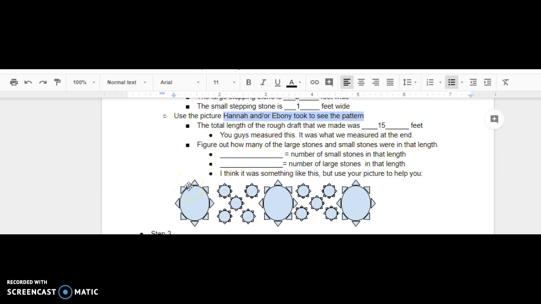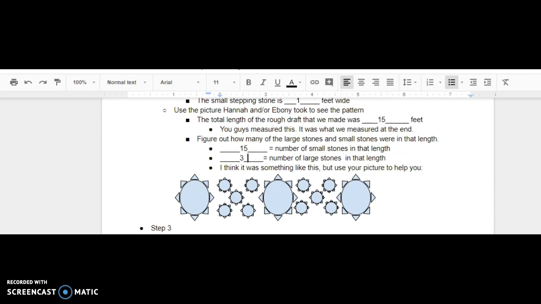So I don't remember for sure, but I'm going to guess that there was 1, 2, 3. This is the number of large stones. There were 15 stones in my little example, but again, you're going to hear this a lot through these. These are not the actual numbers. You need to come up with your actual numbers. 15 stones.